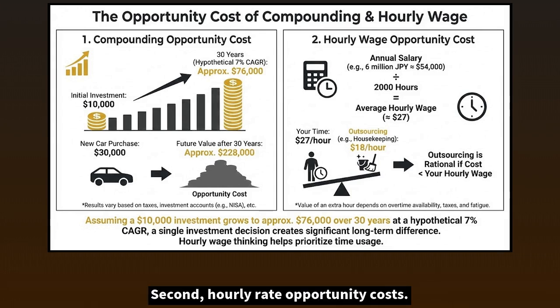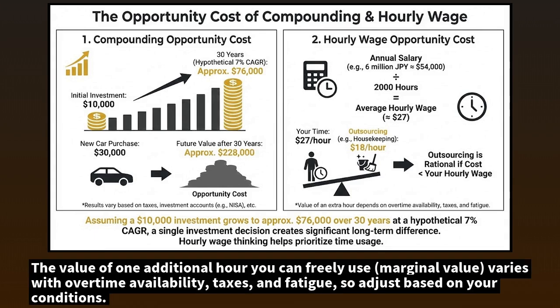Second, hourly rate opportunity costs. Your annual income is $60,000. Annual working hours are about 2,000. Average hourly rate is $30. However, average hourly rate is just a benchmark. The value of one additional hour you can freely use, marginal value, varies with overtime availability, taxes, and fatigue, so adjust based on your conditions.